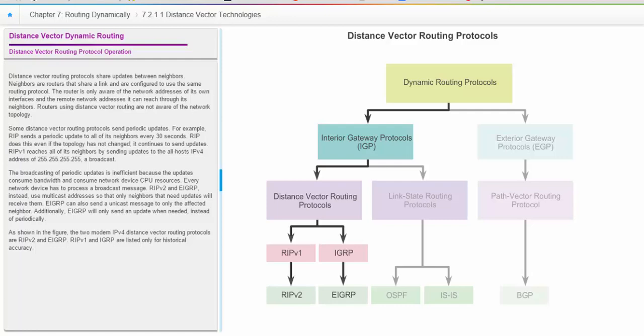RIP v2 and EIGRP instead use multicast addresses so that only neighbors that need updates will receive them. EIGRP can also send a unicast message to only the affected neighbors. Also with EIGRP, it will only send an update when needed instead of periodically.